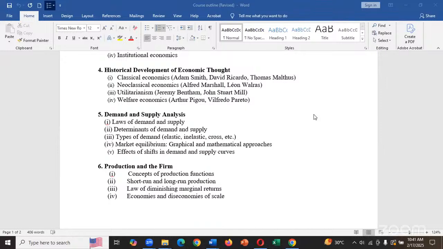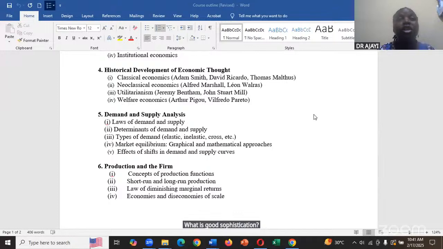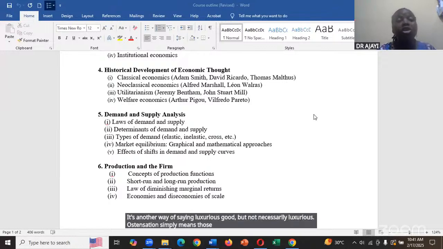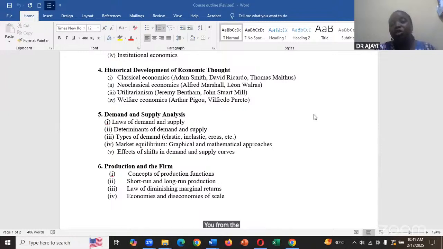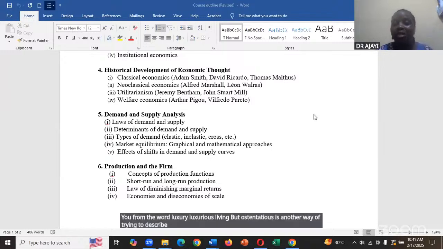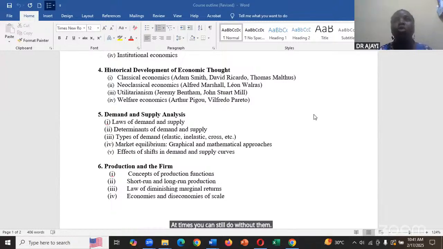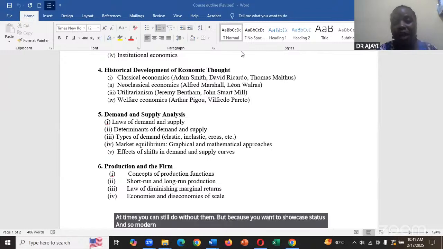What are goods of ostentation? Goods of ostentation is another way of saying luxurious goods, but not necessarily luxurious. Ostentation simply means those goods that are luxurious; you can still say that you are comfortable, maybe enjoying life, from the word luxury, luxurious living. But ostentatious is another way of describing goods that at times may not be necessary. At times you can still do without them, but because you want to showcase status and some other reasons, ostentatious is like the higher level of luxurious goods.